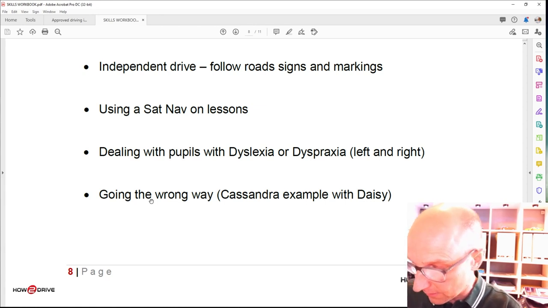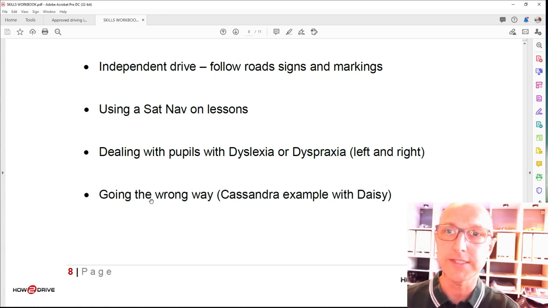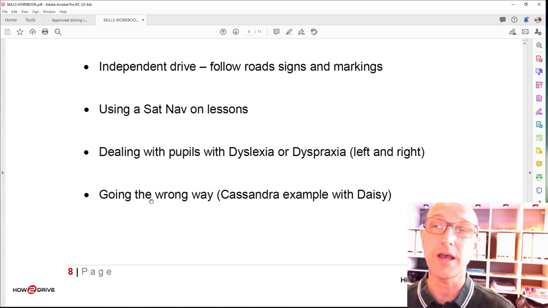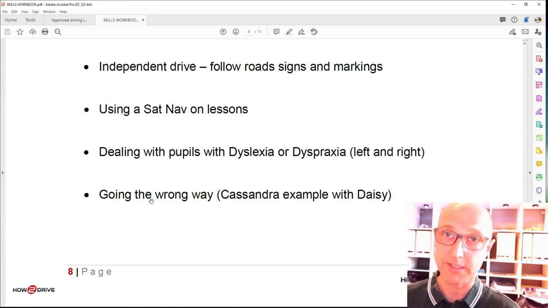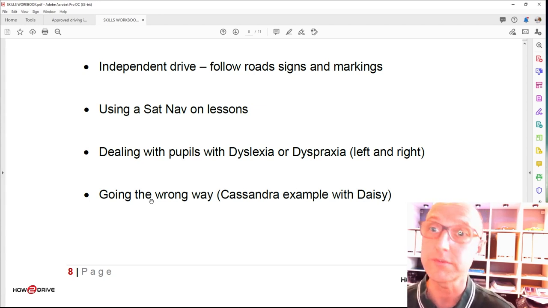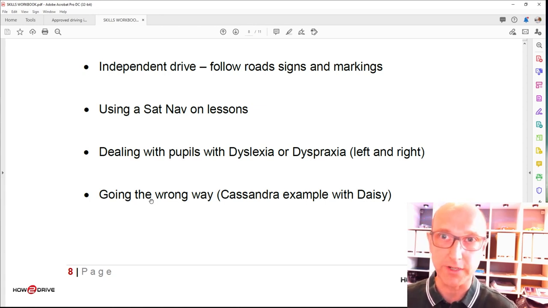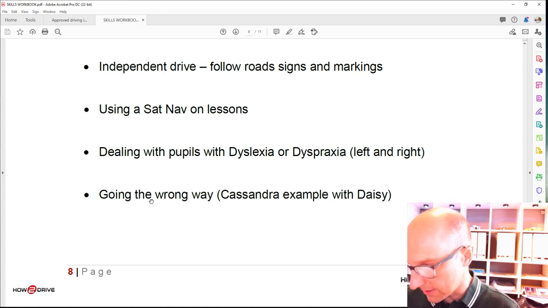So, if your pupil's consistently going the wrong way, think about, have they got dyslexia or dyspraxia? You could approach them, ask them, talk to them about it tactfully. Maybe you're just overloading them. Maybe you're just talking about too much and everything's getting lost and your pupil's overwhelmed, distracted.